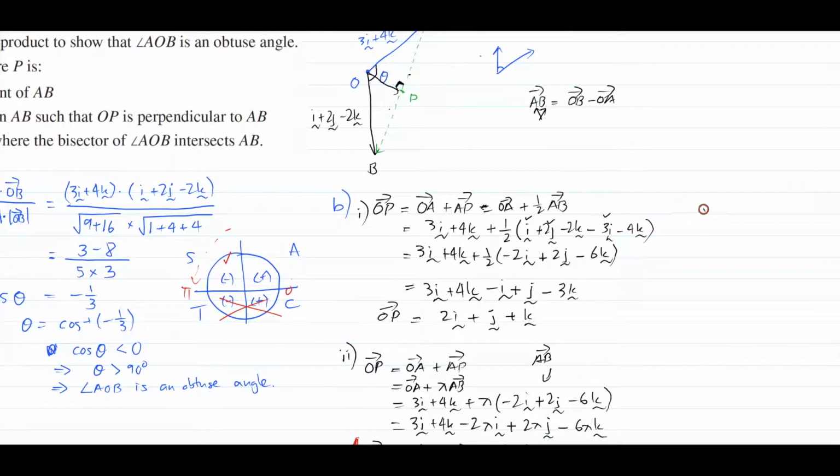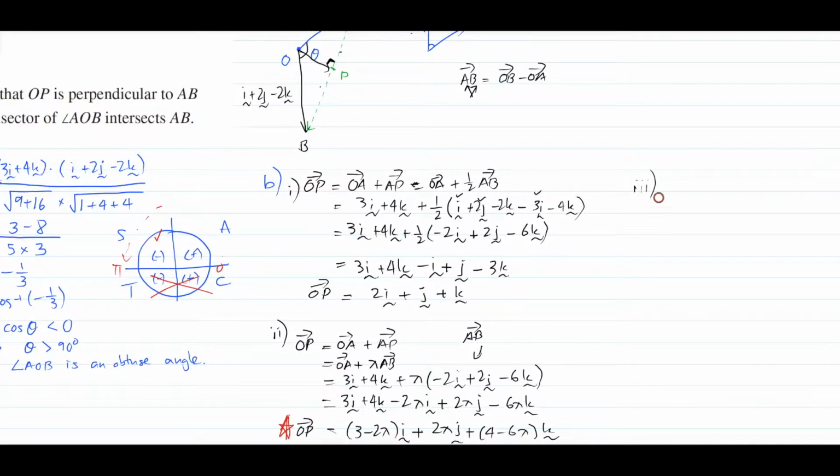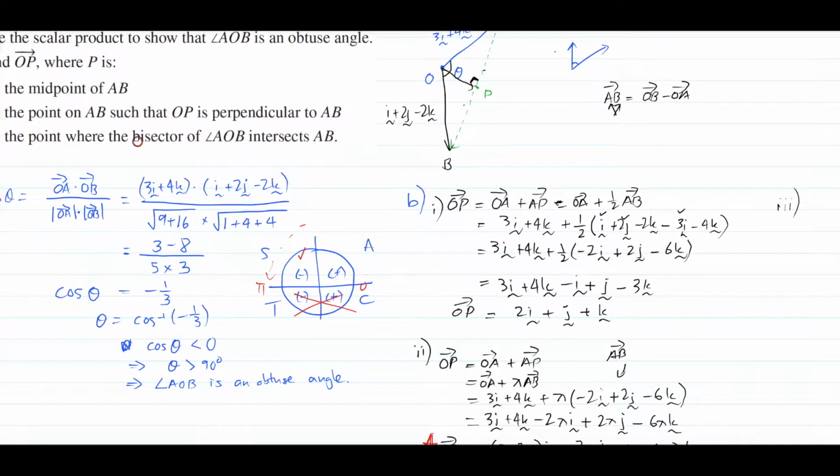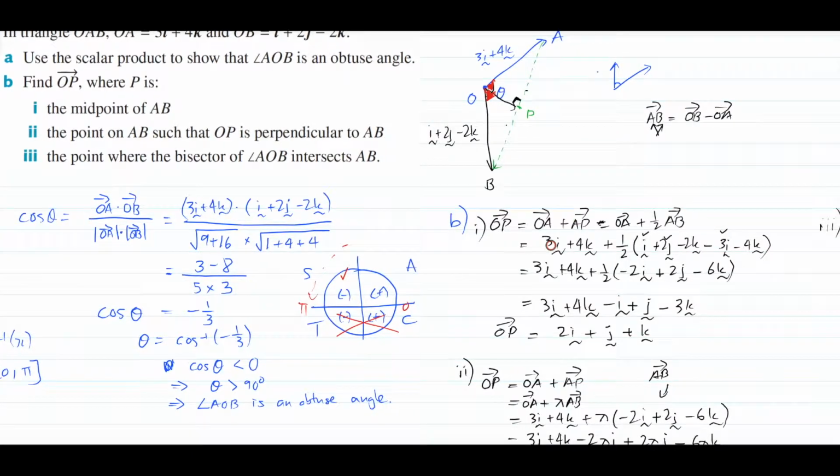Let's move on to triple I. Okay, I'll write it here on the side so that we don't use too much space. Right, so let's read the question for triple I. The point where the bisector of AOB intersects AB. Okay, so we're finding the vector OP where point P is the point where the bisector. So that means the point P, when you draw O to P, it cuts your angle AOB, the theta that you found previously, into two equally spaced angles, okay? So it bisects them, right?